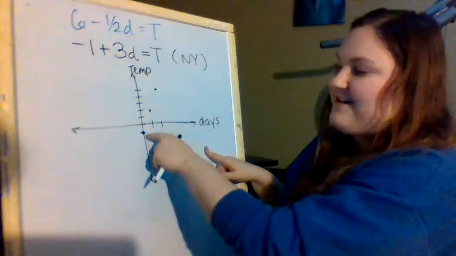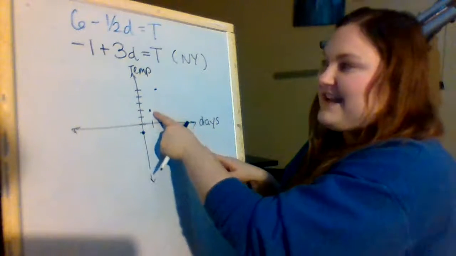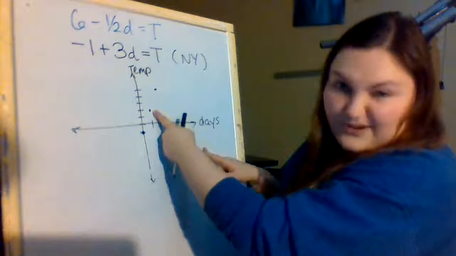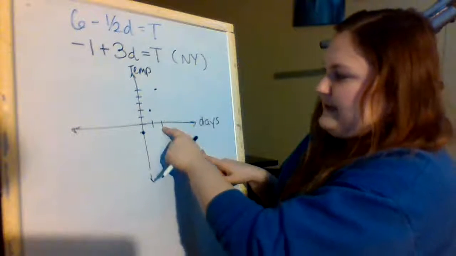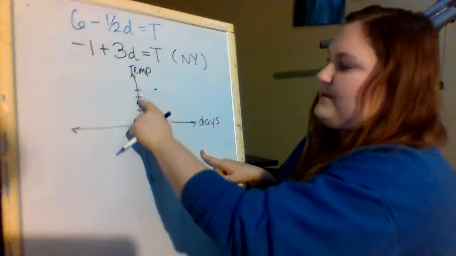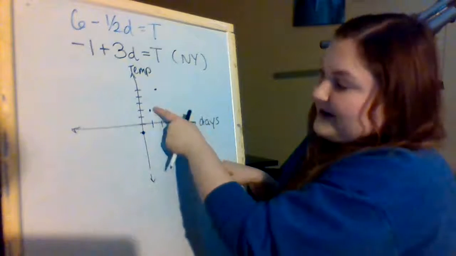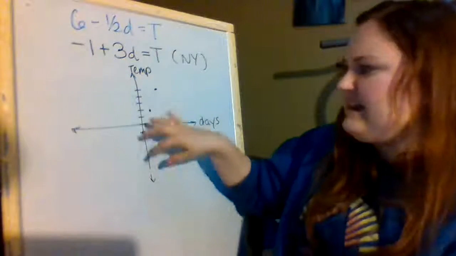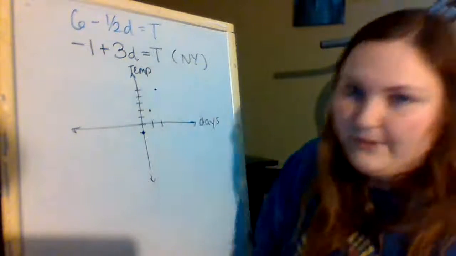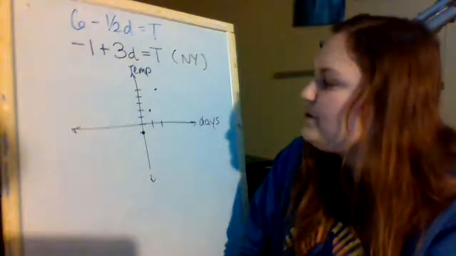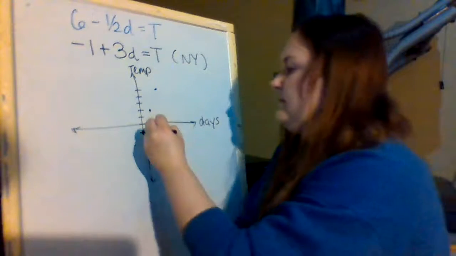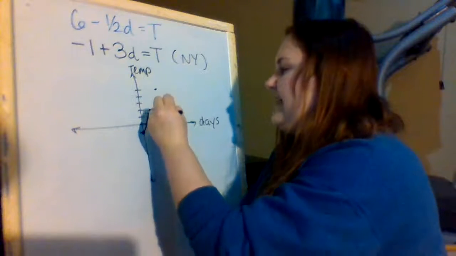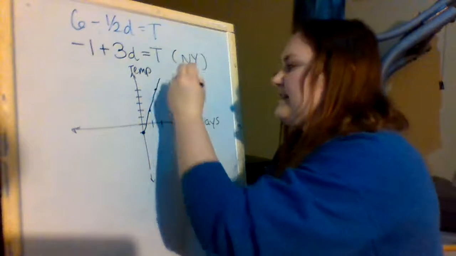By day 1, it's gone up 3 degrees after 1 day. So day 1, it's 2 degrees. By day 2, it's up, what is that? 1, 2, 3, 4, 5. So it's gone up another 3. The line's going to match with what the equation's saying. Now, when you go to draw your line, you could just go ahead and draw a line through these points.